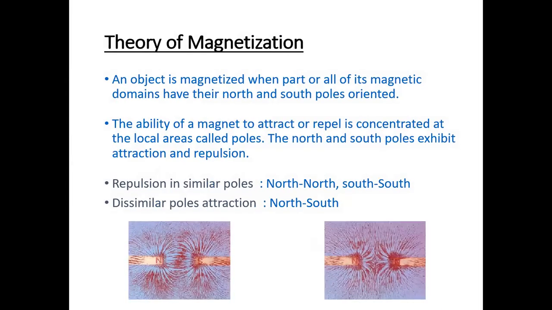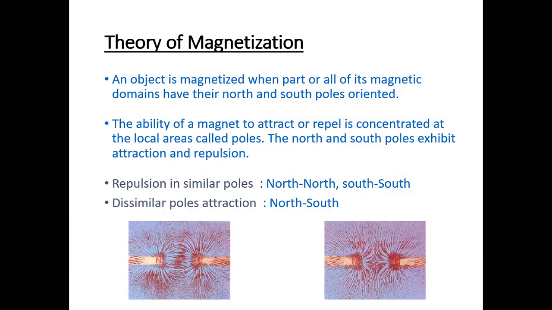Now, theory of magnetization. Here is the north pole of this magnet, the south pole of this magnet, and here north and south. You are seeing here that the lines of force are in closed form, meaning they attract each other. Here is a similar pole, north pole here, again north pole here, so this is repulsion. Dissimilar poles, north and south, attract, while similar poles, north or south, will not attract each other; they will repel each other.